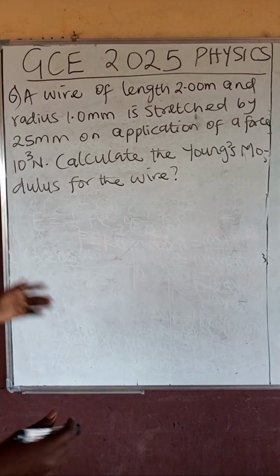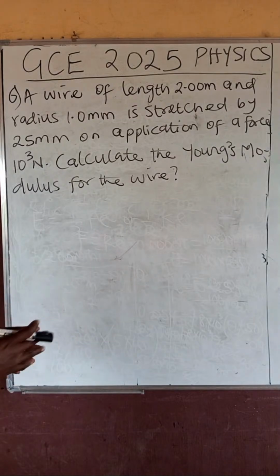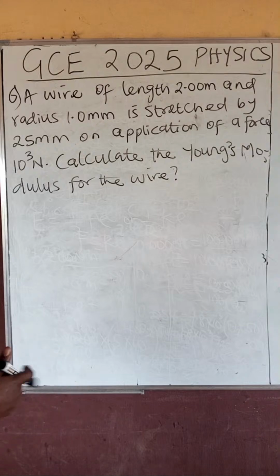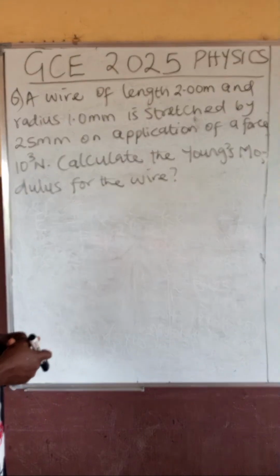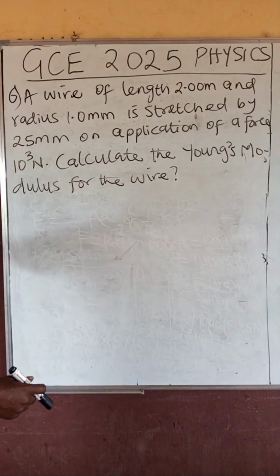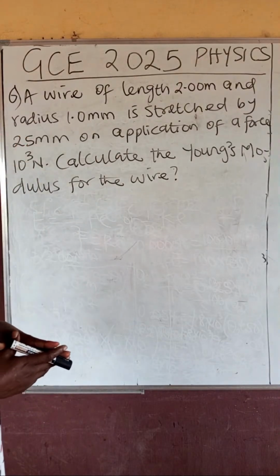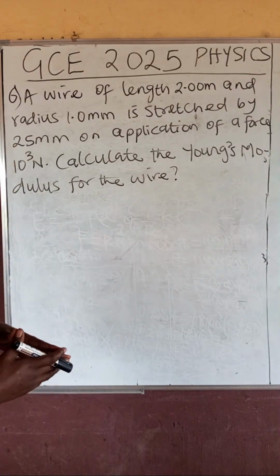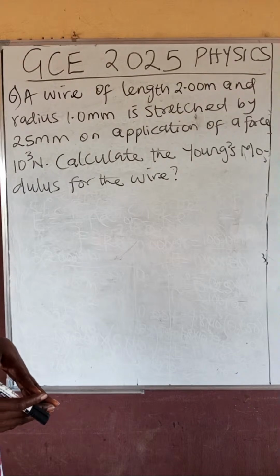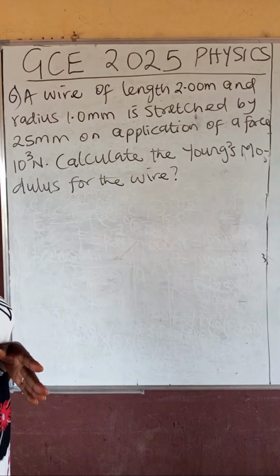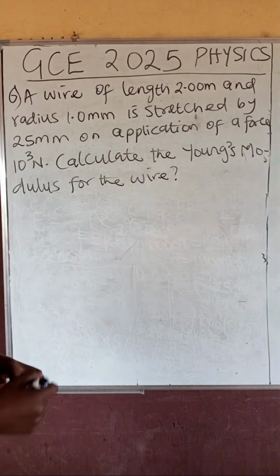All right, let's look at this question. A wire of length 2.00 meters and radius 1.0 millimeters is stressed by 25 millimeters on application of a force 10 power 3 newtons. Calculate the Young's modulus for the wire. Now, for us to know what Young's modulus is, I'm going to do a recap of what Young's modulus is. Okay?